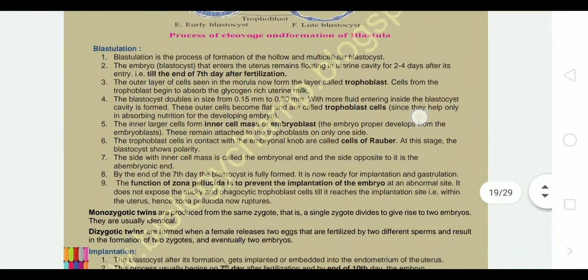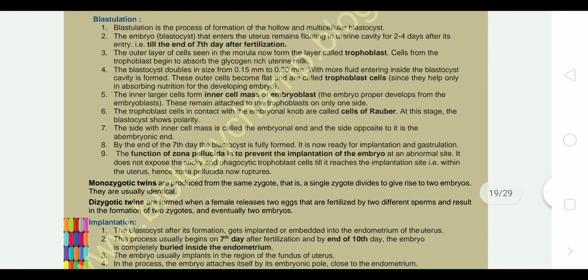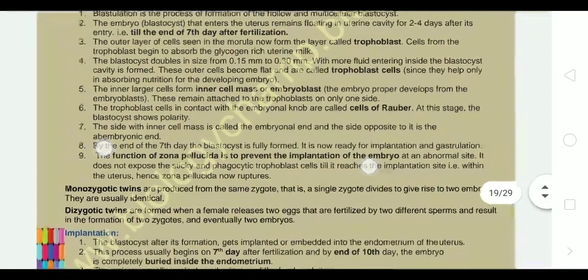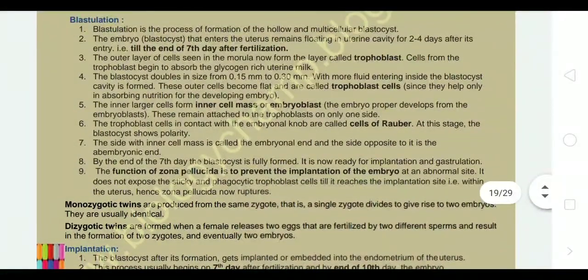Blastulation. Blastulation is the process of formation of the hollow multicellular blastocyst. The embryo, that is the blastocyst, that enters the uterus remains floating in the uterine cavity for 2 to 4 days after its entry, that is till the end of the 7th day after fertilization.